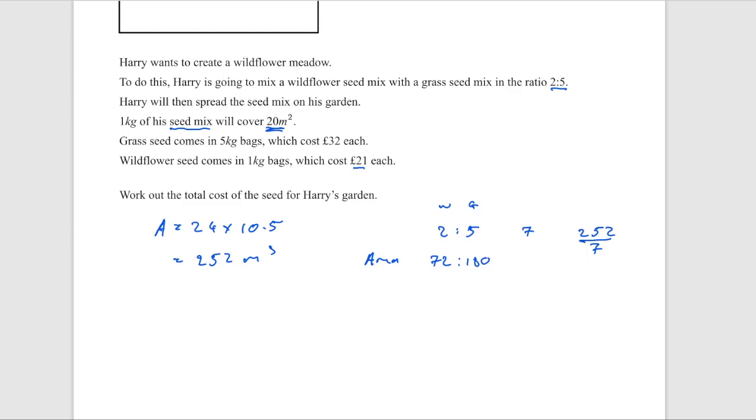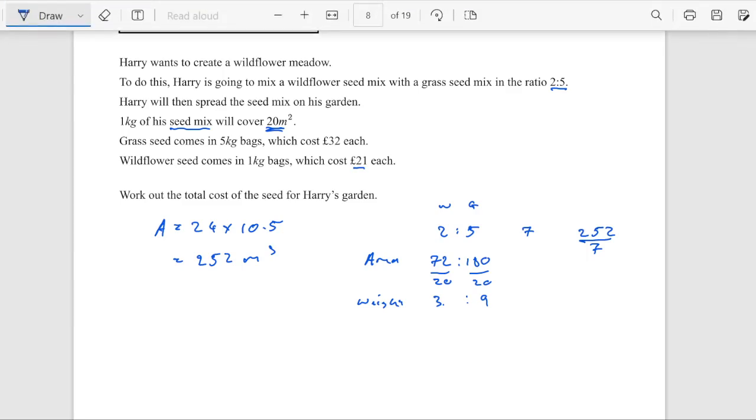So how much do we need? I was right. So divide by 20 on both sides. So if we do 72 divided by 20, we'd get 3.6. And if we do 180 divided by 20, we would get 9. So we need 9 kilograms worth. So that is weight. That's how much seed we need. So that wasn't 0.9, that was 0.6. So we need 3.6 kilograms of wild seed, and we need 9 kilograms of grass seed.